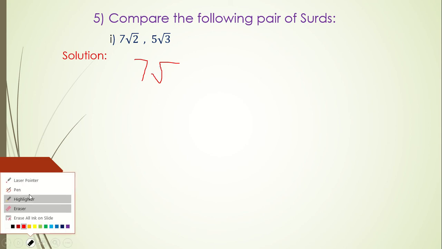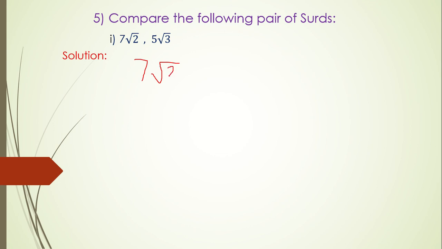7 root 2. Now this is a square root. So when 7 goes inside, we will have to do 7 square into 2. Okay. Similarly for this 5 root 3, this is a square root sign. So when 5 goes, now see, when we are taking it out, we are taking its square root. But when we are taking the number inside the square root sign, we should square it, right? So this will also become 5 square into 3.